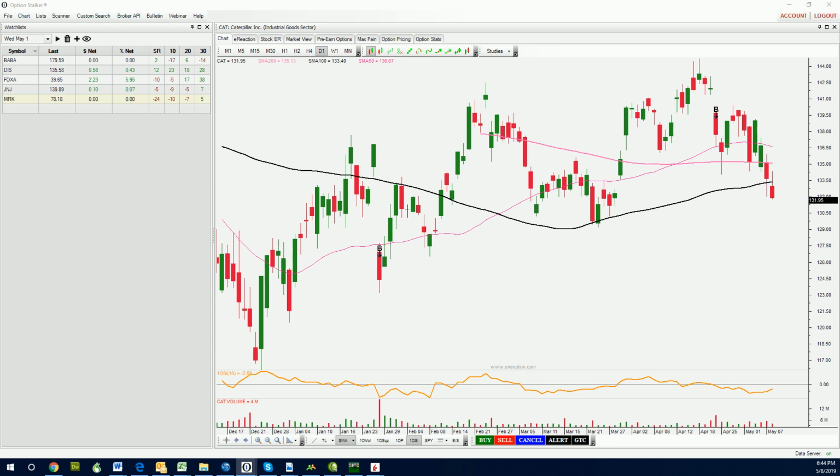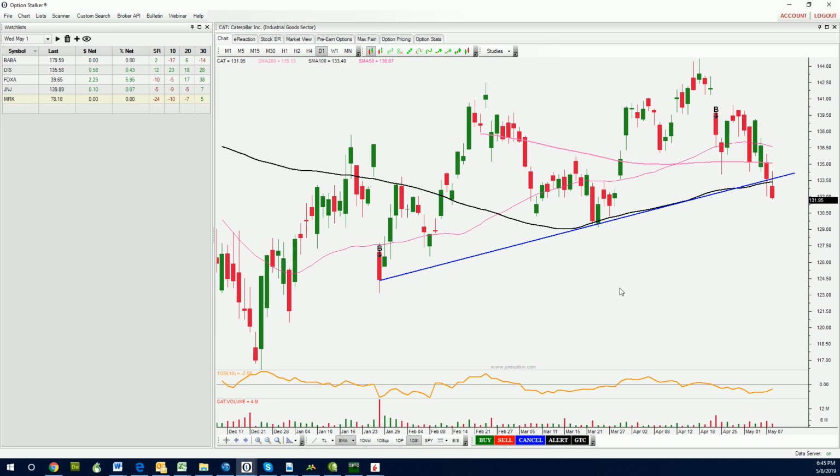Caterpillar. You can see the relative weakness here. You can see how it just broke through the 100-day moving average. And you can also see how it's breaking this trend line right here. I might as well draw it in for you, make it a little bit easier to see. We'll connect these lows right here. So we've broken the 50-day, the 200-day, uptrend line, and the 100-day. Relative weakness.